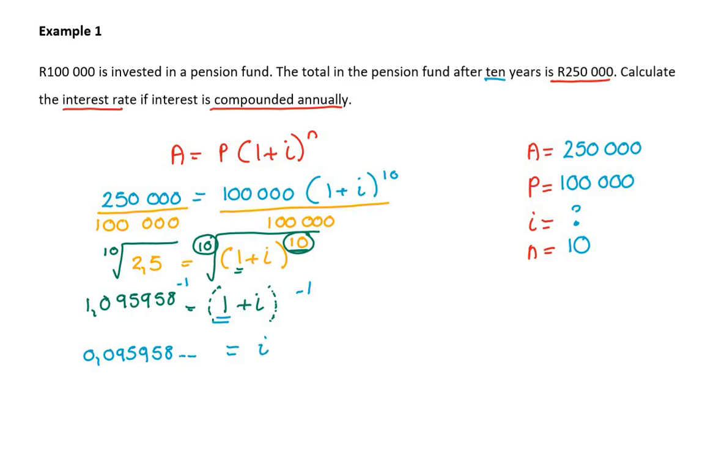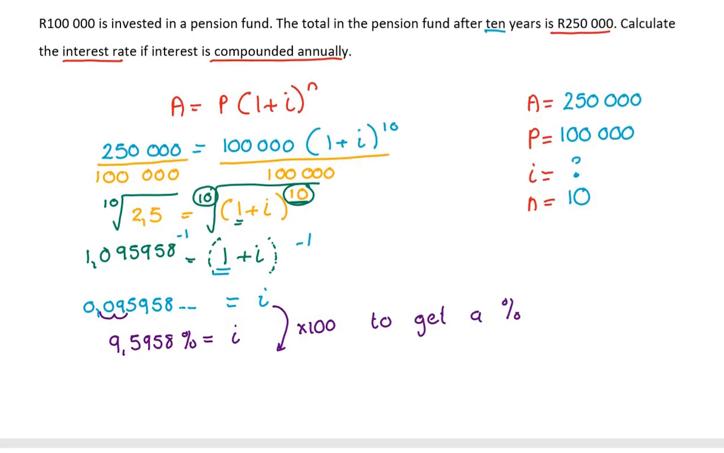Now that looks like a very strange i value because it's so small. That's simply because it's not written as a percent yet. If you want to write it as a percent, you need to times by 100. This is why it's important to keep all the decimals, because when I times by 100, this moves and I get 9,5958% is equal to i.